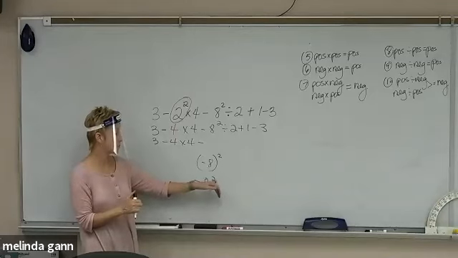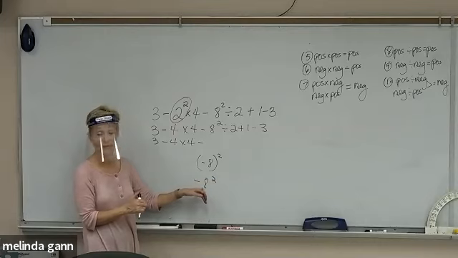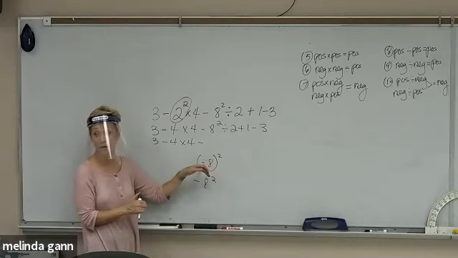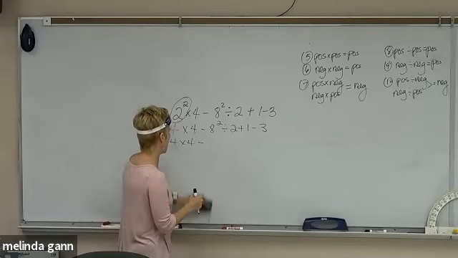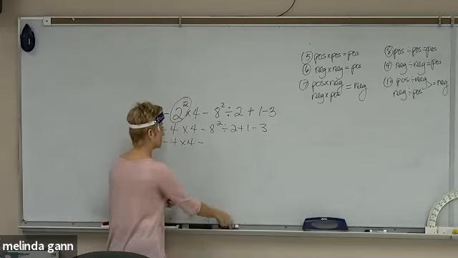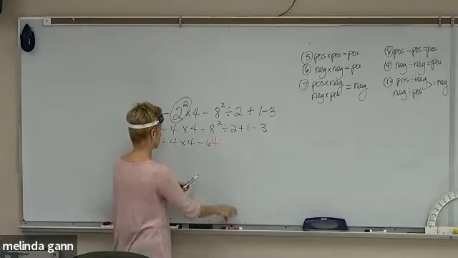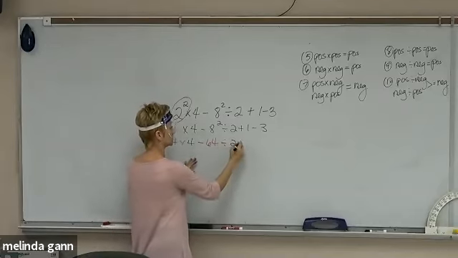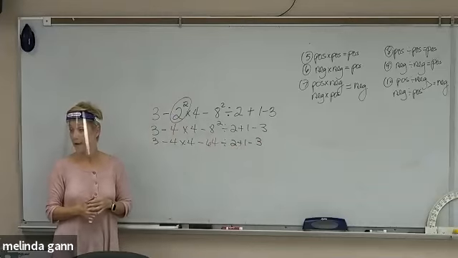An exponent goes with what immediately precedes it. This would be minus 64, or a negative 64. This is going to be a positive what? 64. So you have to be careful. All right, what is 8 squared? 64. Are there any more exponents?